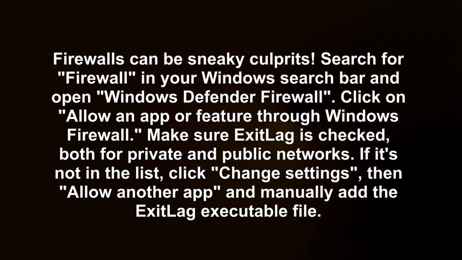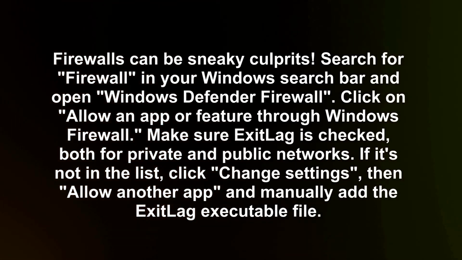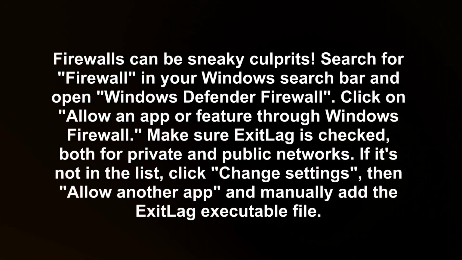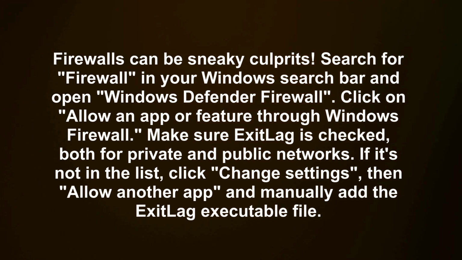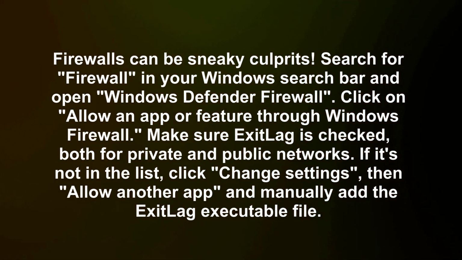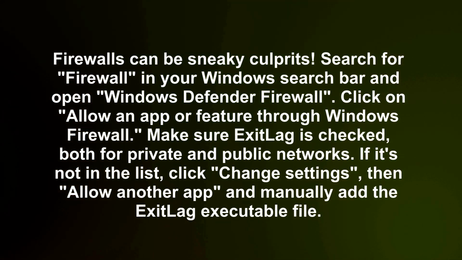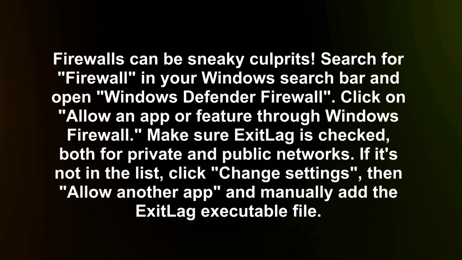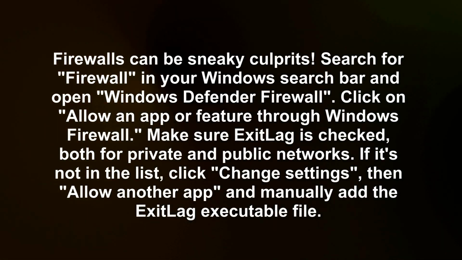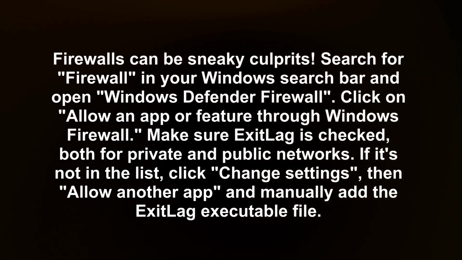Firewalls can be sneaky culprits. Search for Firewall in your Windows search bar and open Windows Defender Firewall. Click on Allow an app or feature through Windows Firewall. Make sure ExitLag is checked, both for private and public networks. If it's not in the list, click Change Settings, then allow another app and manually add the ExitLag executable file.